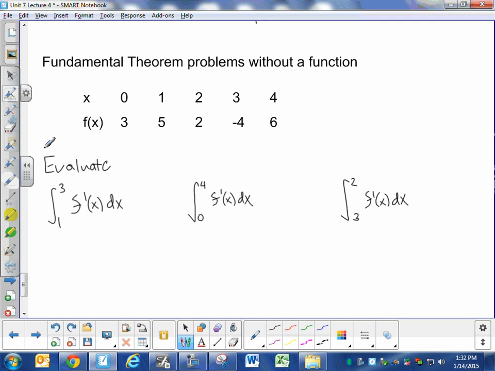So I'll let you figure these out. Check with a neighbor. And then we'll finish off with like a challenge problem.